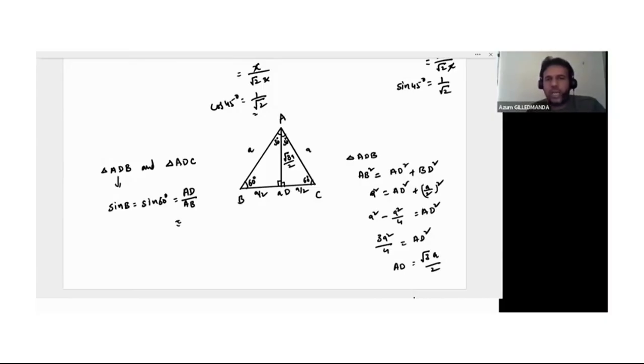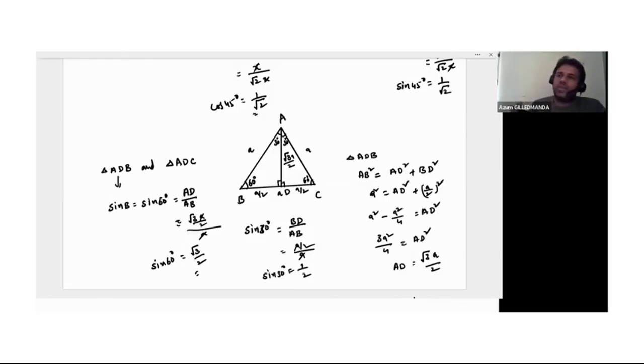Now what is sine 60? AD, which is root 3A by 2, by AB, which is A. So A gets cut, and the value for sine 60 is root 3 by 2. Understood? Now similarly, what is sine 30? Sine 30 is this angle. So sine 30 equals the opposite side, BD, by AB. BD is A by 2, by A. So A gets cut. Sine 30 value is 1 by 2.